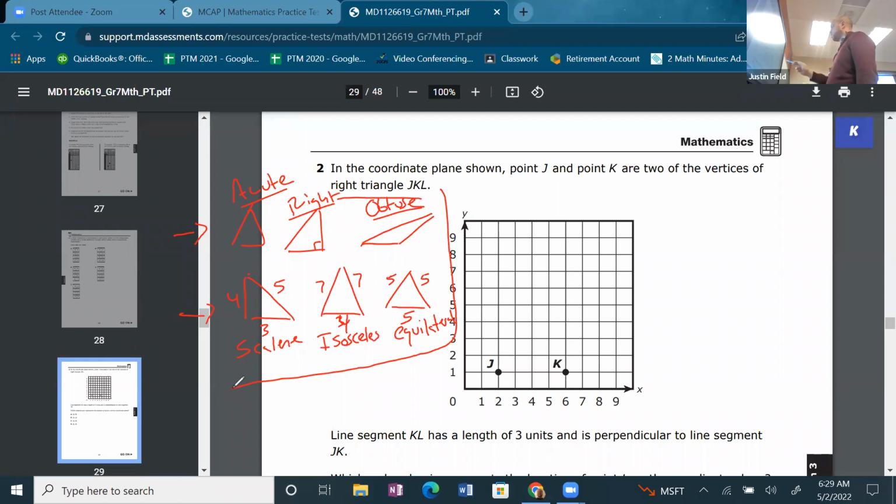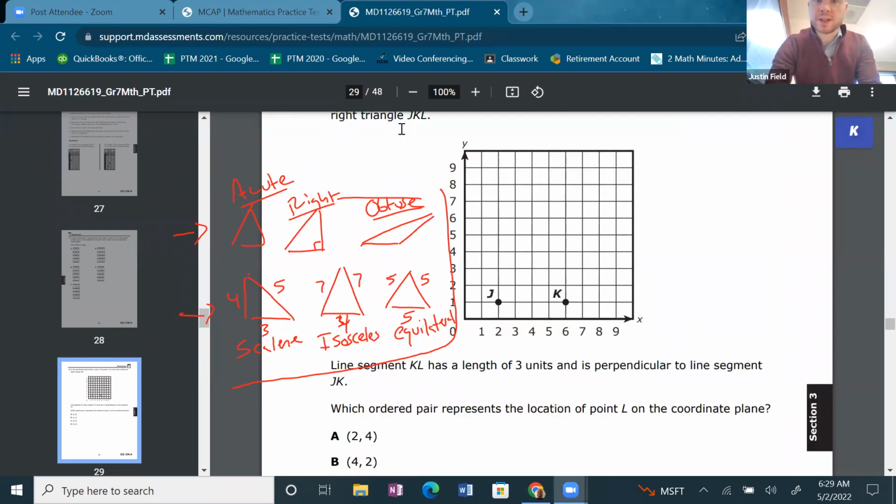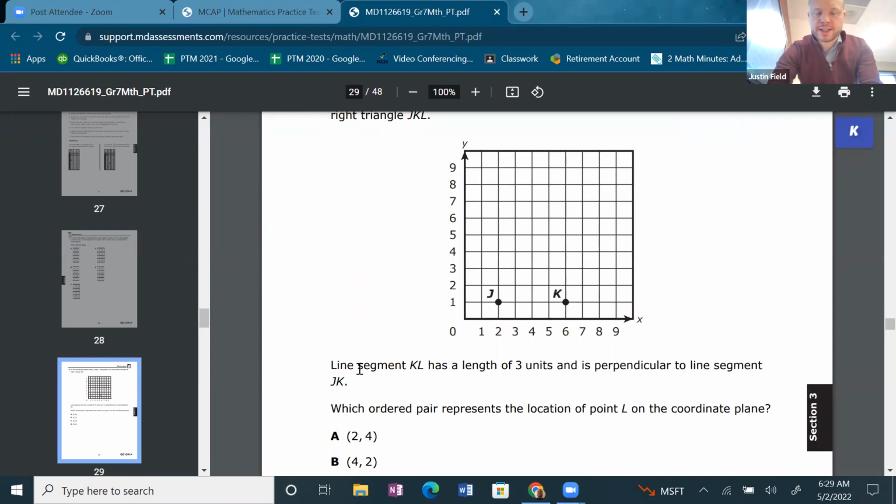So in this one, we want to figure out, let's read the question. Line segment KL has a length of 3 units and is perpendicular to line segment KJ. All right, so we see K and J. If we draw now we see line segment KJ. 1, 2, 3, 4. Okay.